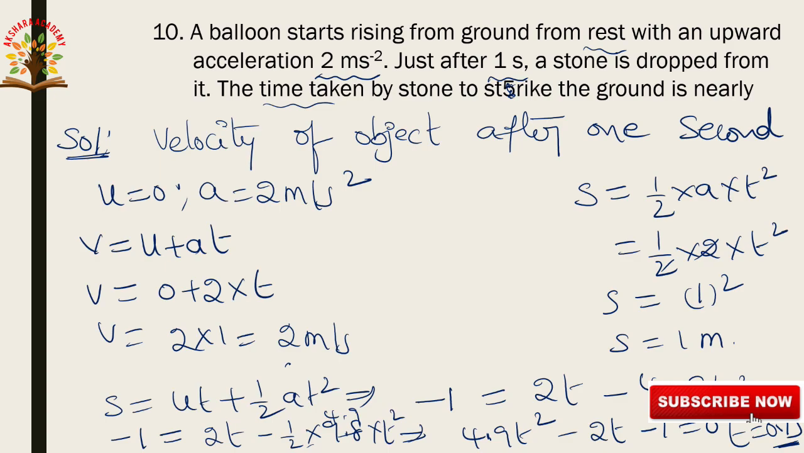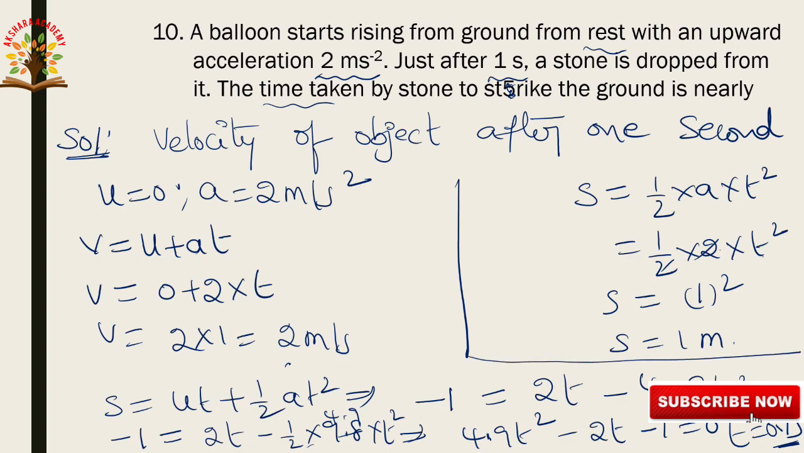And next we calculated the distance travelled. S is equal to half a t square. Here, the 2 cancels, and in the place of t we substituted 1 second. So S is equal to 1 meter.